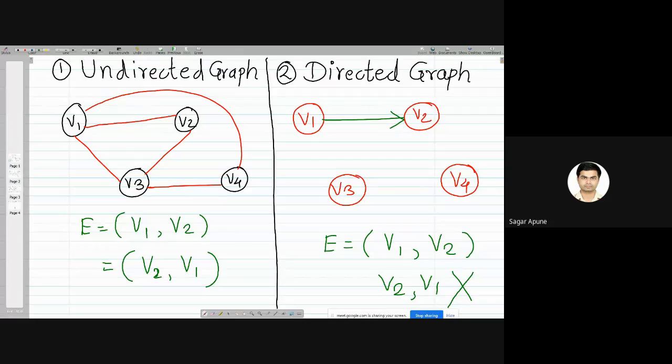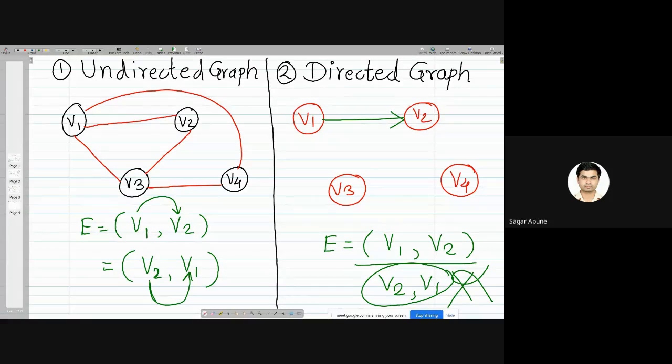Means what? V1 sends data to V2. Okay. Here a V1 to V2 edge is there in an undirected graph. Means V1 can send data to V2 or V2 can send data to V1 also. Both can send data to each other. But here there is a single direction, so V1 can send data to V2. So we can represent this edge like this: V1 comma V2. So V2 comma V1 is wrong.